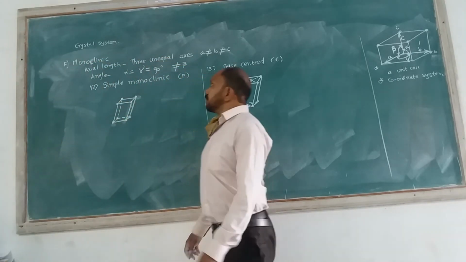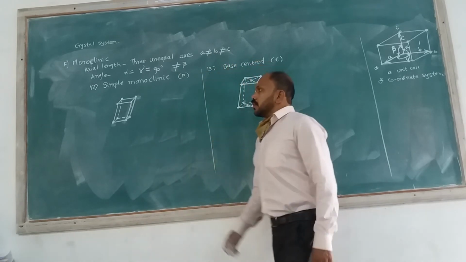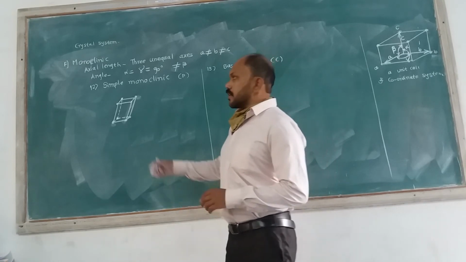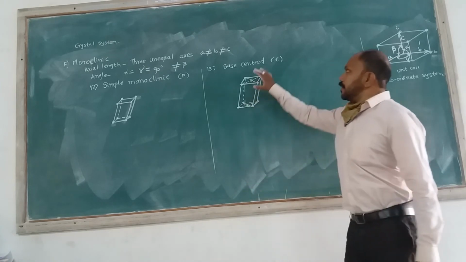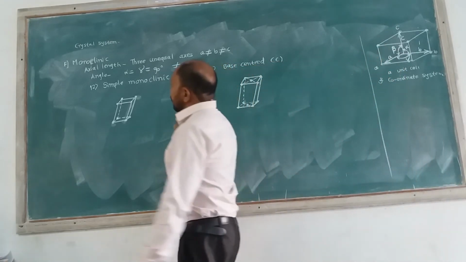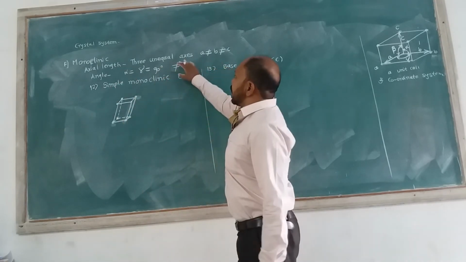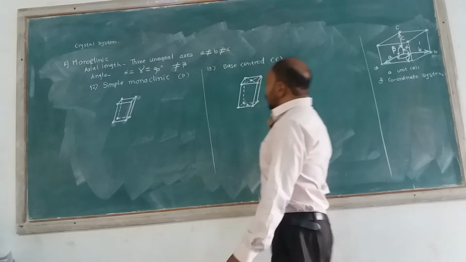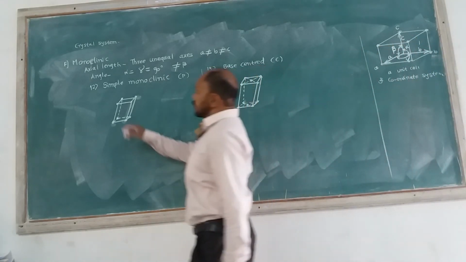This is the sixth crystal system, that is the monoclinic crystal system. In this monoclinic system, two different types of crystal structures are available: simple monoclinic, which is represented with the P symbol, and base centered monoclinic, which is represented with the C symbol. The main features here: we have three unequal axes, A is not equal to B is not equal to C. All these A, B and C distances are not equal to each other. This is the main feature.